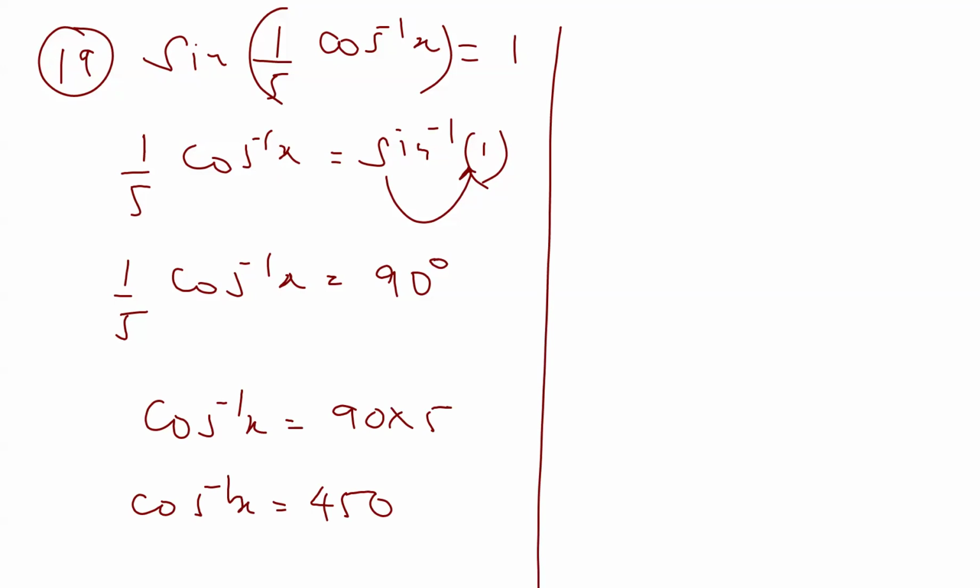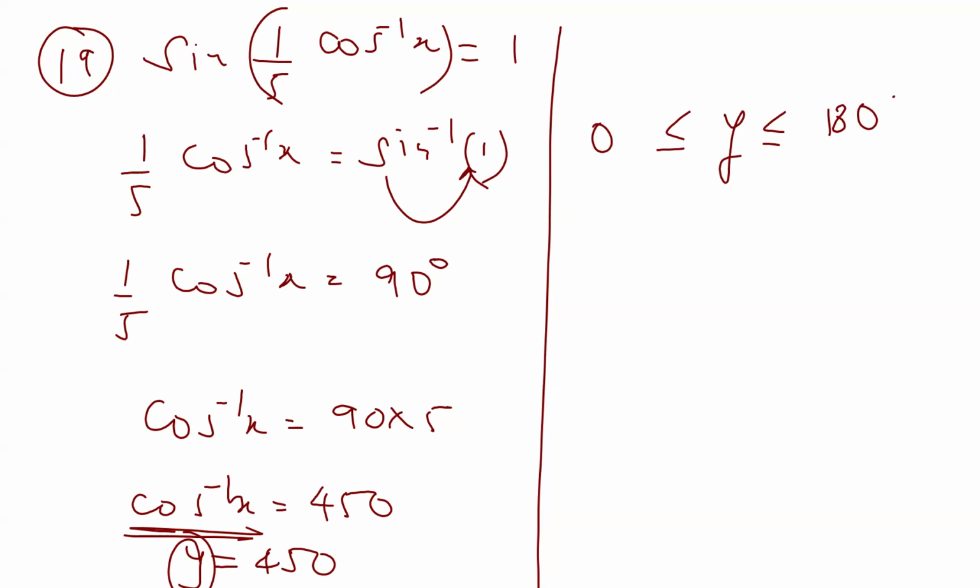Just a second. So see, cos inverse of x, let it be y, is equal to 450. Now if you try to recollect the domain and range table of cos inverse, the angle y for cos inverse lies between 0 to 180, but 450 is out of range, so 450 cannot be taken as the principal value. So for this problem there is no solution.